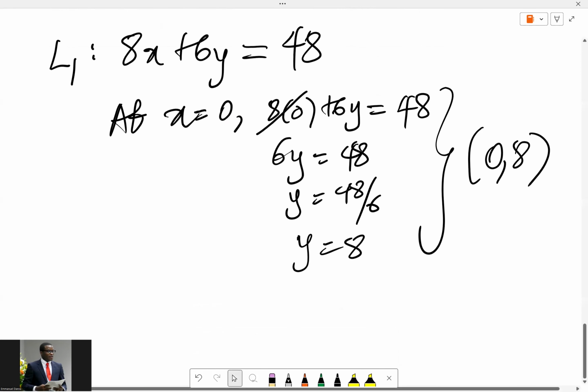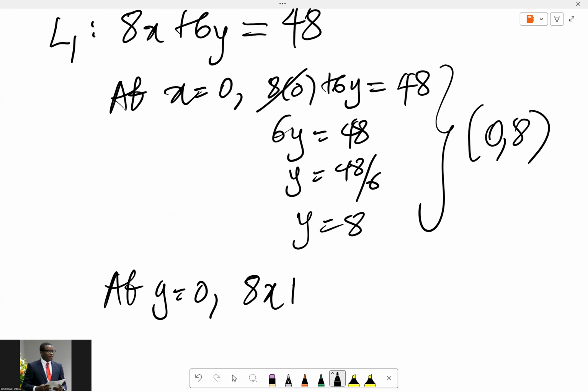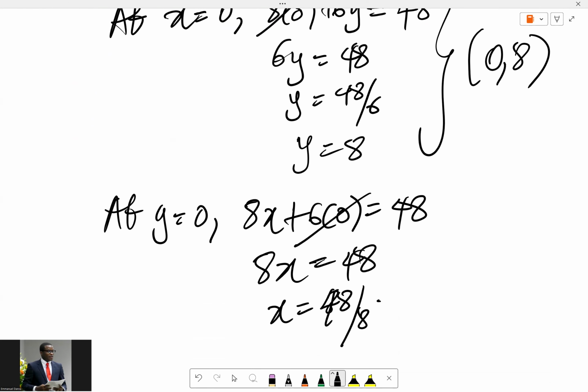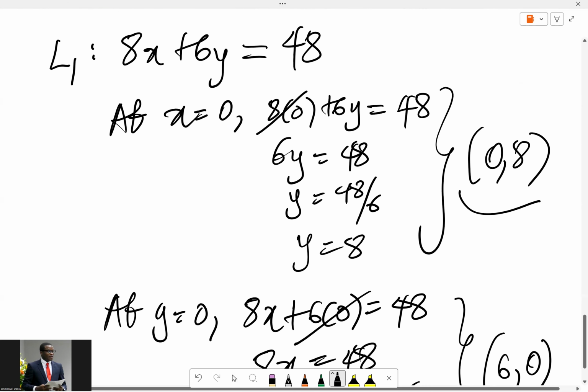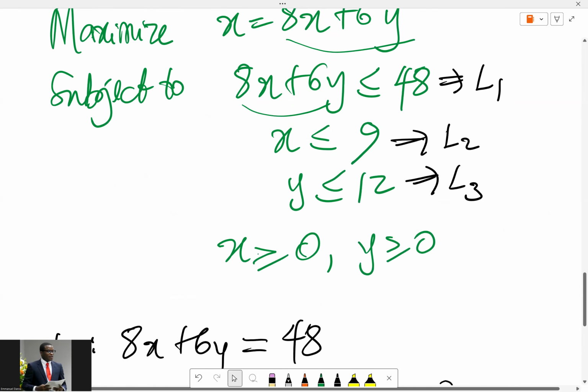Then for the same line 1, at y equals 0, we have 8x plus 6 times 0 equals 48. So 8x is equal to 48, which means x itself is 48 divided by 8, which is 6. So when x is 6, y is 0. So we have these 2 points from line 1, and first, we are going to use them to draw the lines as we move on.